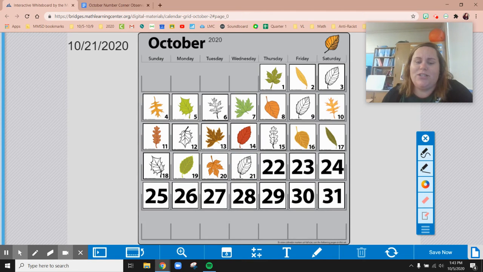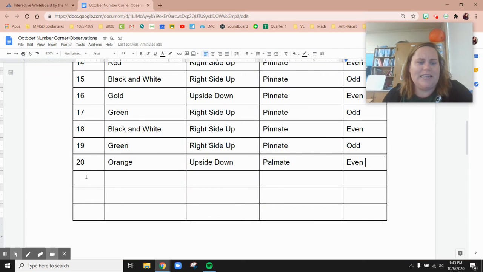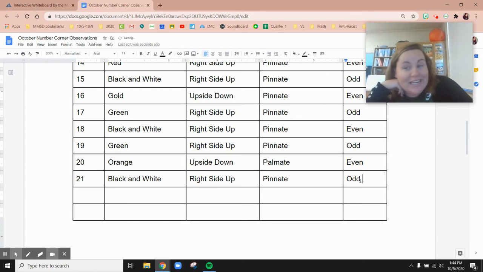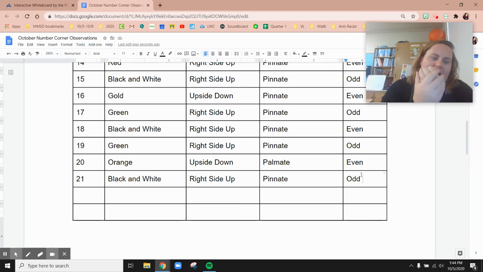And then I also noticed too that 21, I have to think about if that's an even or odd number. So I'm going to go to our observation and data collector. It is the 21st day of October. It was a black and white leaf. It was right side up, and it was definitely a pinnate leaf. And 21, because we had an even number before, what does that mean for 21? It is an odd number because we know that right after an even number can't be another even number. It goes even, odd, even, odd, even, odd. We can always think about that.